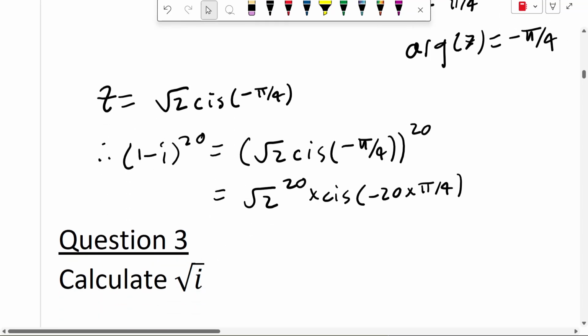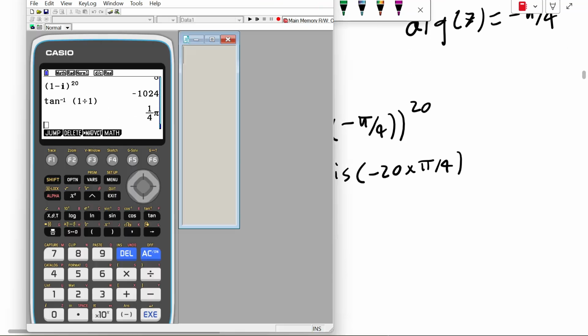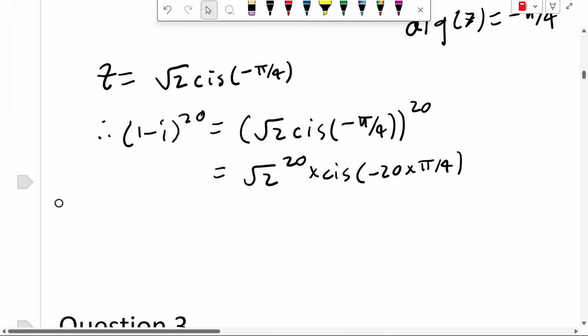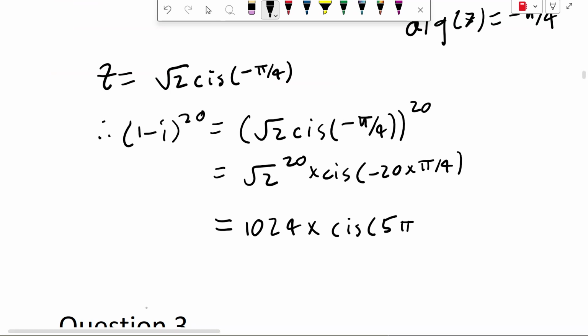All right, so we can work this out if we look at doing √2 to the power of 20. That's going to give us 1024. And then this is going to be cis of 5 pi or minus 5 pi. That'll still give you -1, so the final answer is 1024, just like that.